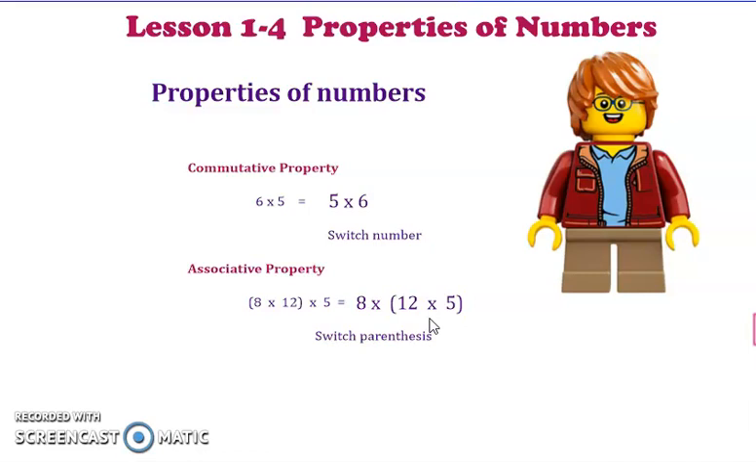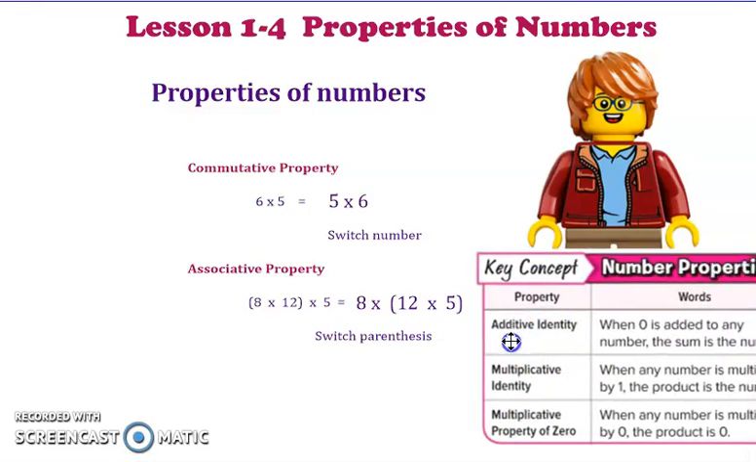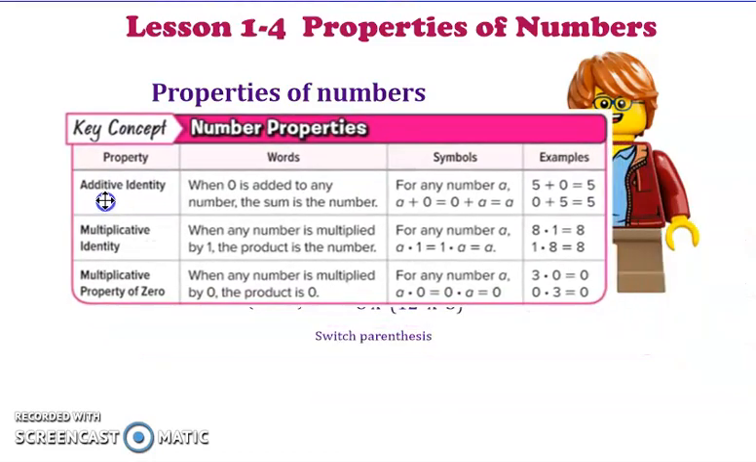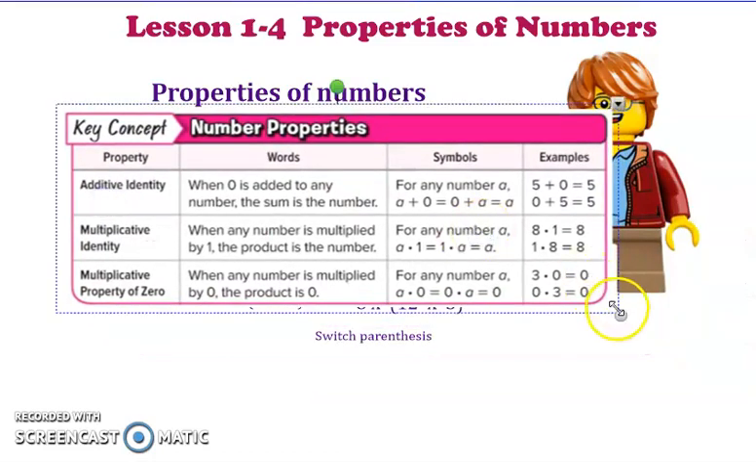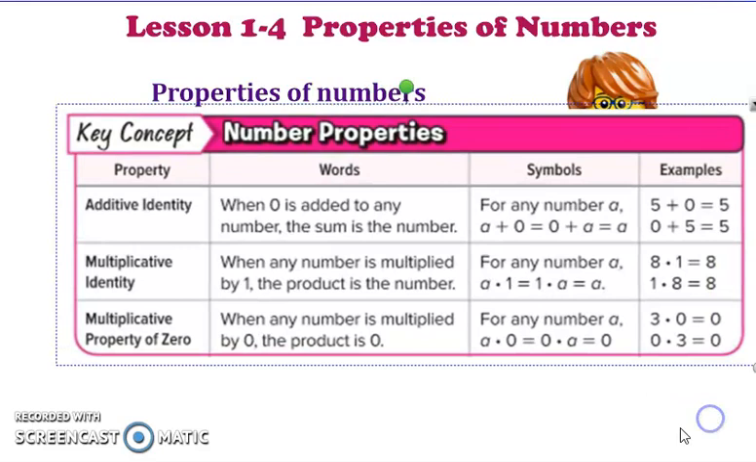Okay, so again, these are the associative and the commutative properties. You switch numbers with the commutative property, and you switch parentheses around for the grouping. And this is all about grouping your numbers in both cases. Okay, so here are a couple more properties. You need to write these ones down, but you do not need to write down all of this.